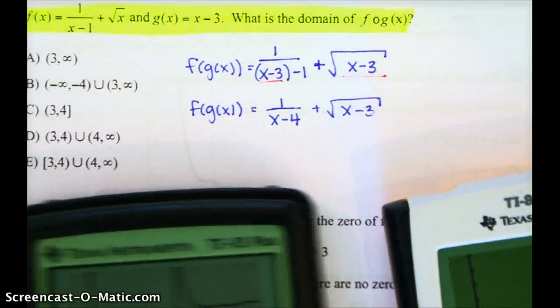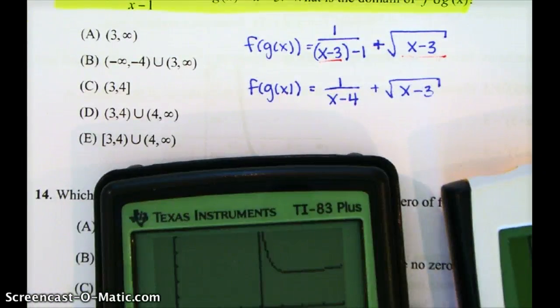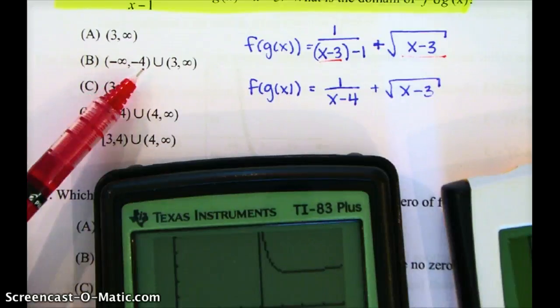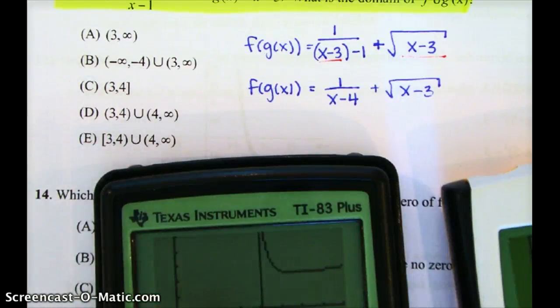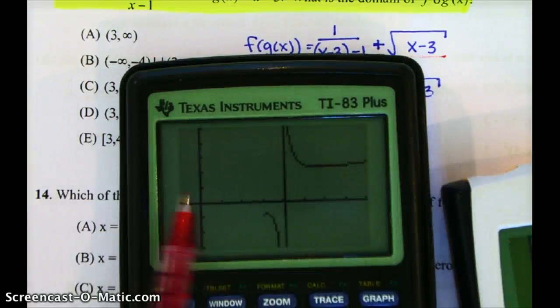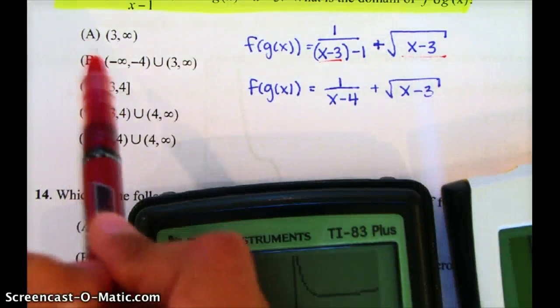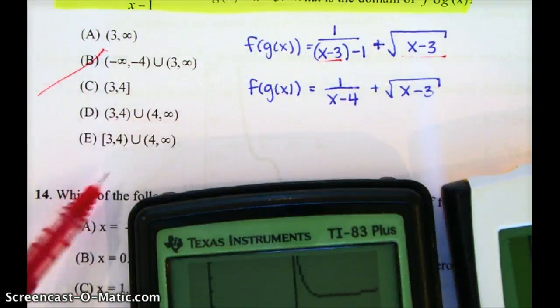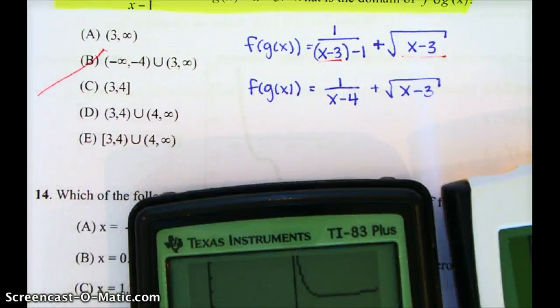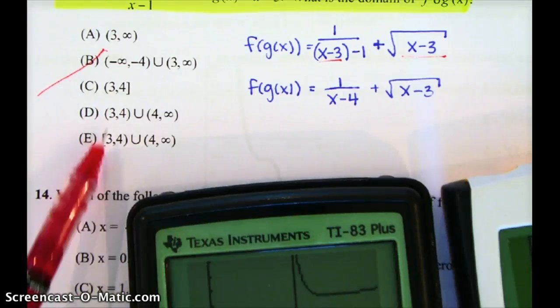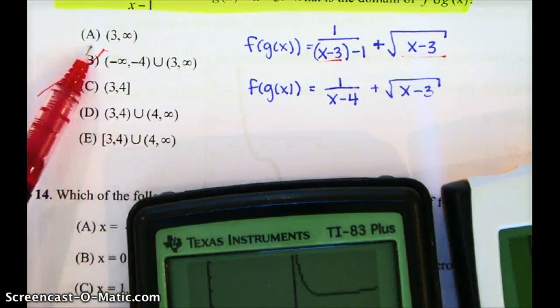So first of all, looking at my answer choices, I'm going to go ahead and eliminate answer choice B. It's pretty clear that this function doesn't include negative numbers in its domain. When we looked at that graph, there was nothing going on over here. So B's out. Looking at the other ones, sure enough, they all start at 3. Some of them include 3, and the rest of them don't.